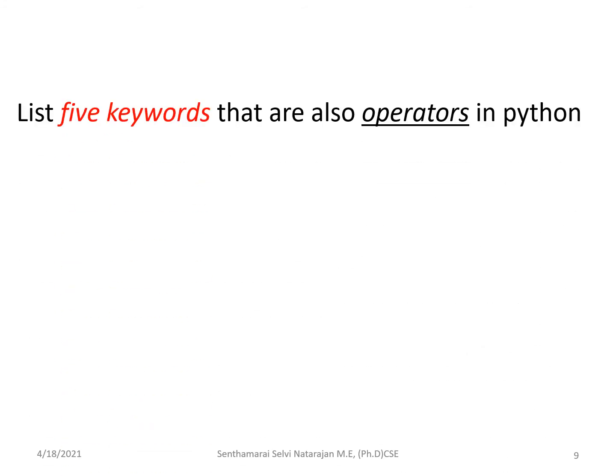One question I have specified is: list 5 keywords that are also operators in Python. So and, or, not, is, in, all these come under the keywords, and they also act as operators. Is and in are membership operators, and the others are logical operators.